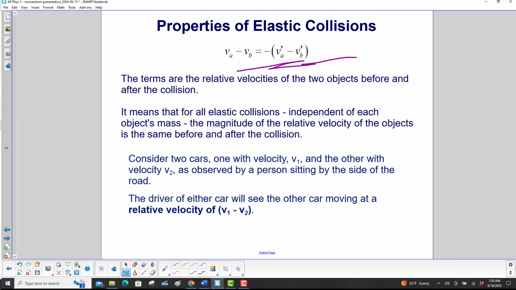Consider two cars, one with velocity v1 and the other with velocity v2, as observed by a person sitting by the side of the road. The driver of either car will see the other car moving at a relative velocity of v1 minus v2.